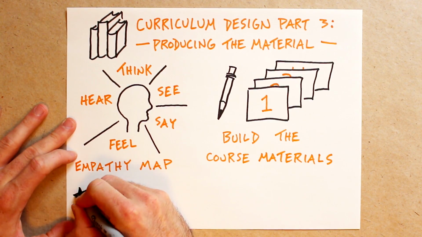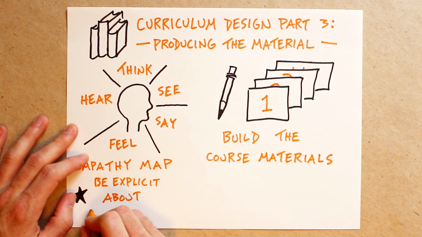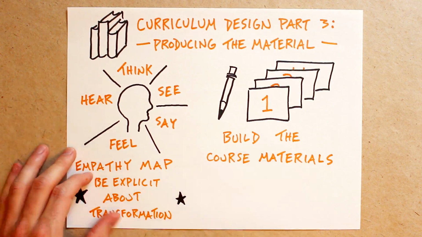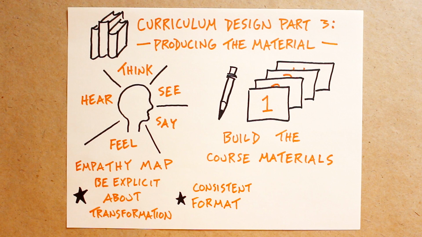Tip number 1, be explicit from the very beginning about the transformation that you want your students to undergo. When you introduce that transformation up front, it gives your students a context for everything that comes after that. It helps them to understand why they are being asked to engage in whatever activities you're encouraging them to engage in.